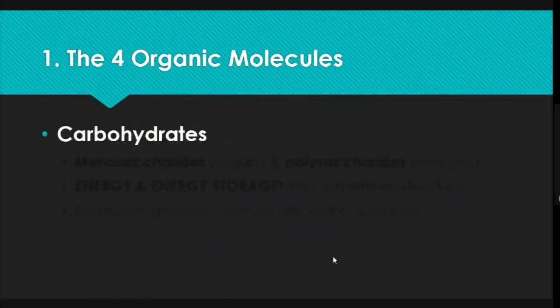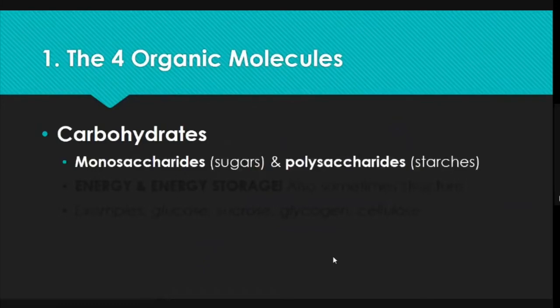Of those 4, carbohydrates are basically divided into 2 categories: the monosaccharides, which are sugars, and the polysaccharides, which we know as starches. We think of sugars as being very sweet. They're usually very small, simple molecules. And then polysaccharides generally don't taste sweet to humans. They're longer, more complex, chained together groups of monosaccharides.